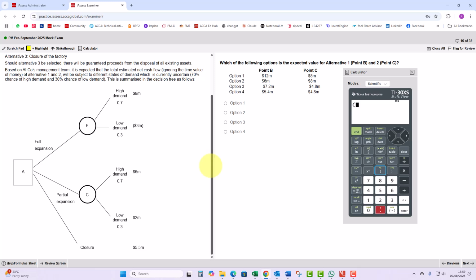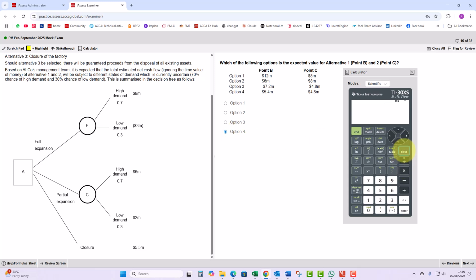So the calculation is 0.7 multiplied by 9 plus 0.3 multiplied by minus 3. Now it doesn't like that, and that's why it's good to practice on the exam platform. I haven't used this calculator before, so there's obviously a different way I need to be putting in that calculation. So I've reconfigured the calculation, moved the minus out here. So this gives me 5.4, so it has to be option 4, 5.4.